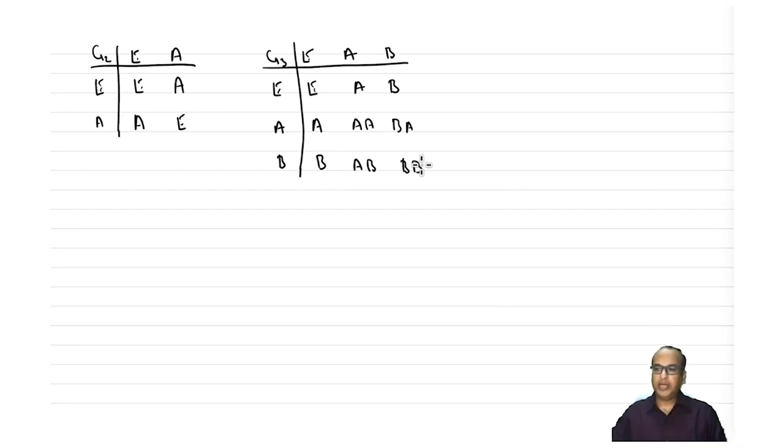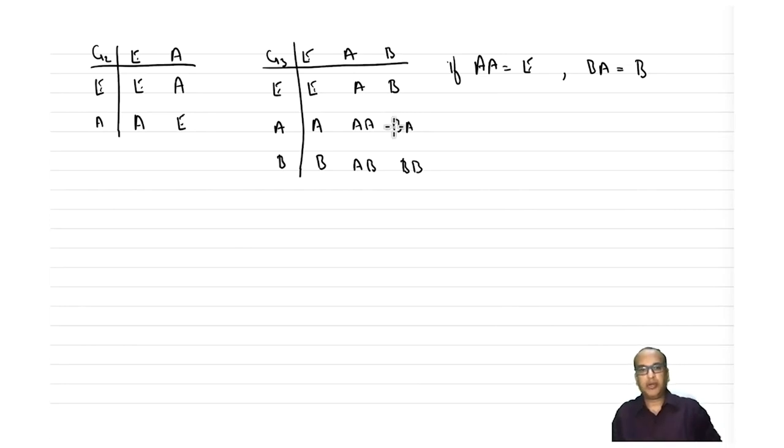Okay, so now let us suppose AA is equal to E. If we replace this as E, then BA, this product, has to be, the only option is that since A is already taken and E is here, B is the only option that can come here, right? But B cannot come here because B is already present in this column. Two columns cannot have the same elements, or two rows cannot have the same elements at the same place. It's like a Sudoku puzzle, where you cannot repeat any digit when you're playing Sudoku. So this condition is not valid.